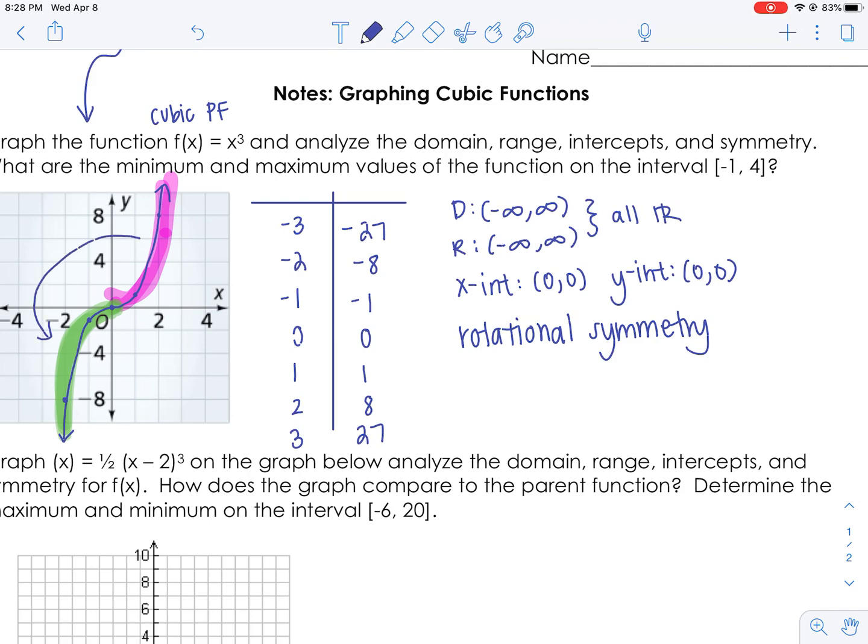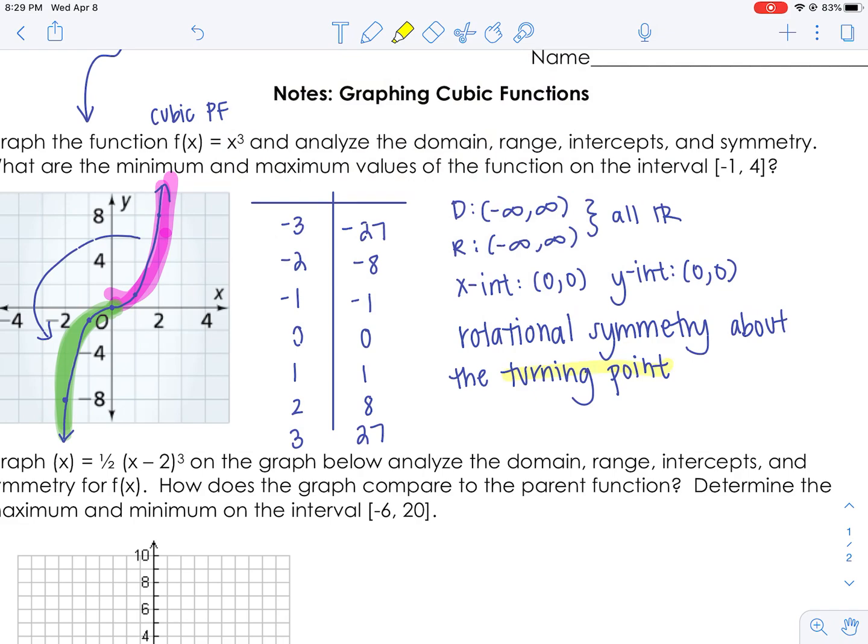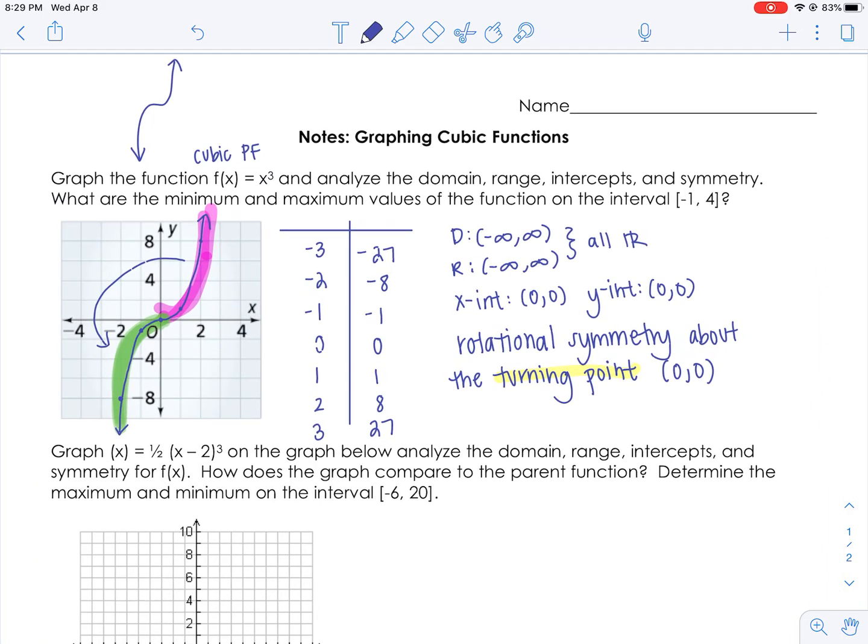So rotational symmetry about the turning point. And our turning point is 0, 0. We don't have a vertex anymore. We have this phrase turning point. That is kind of like comparing the vertex in a quadratic function, but now it's just a little bit different. And our turning point is 0, 0. So we've identified all the key attributes.